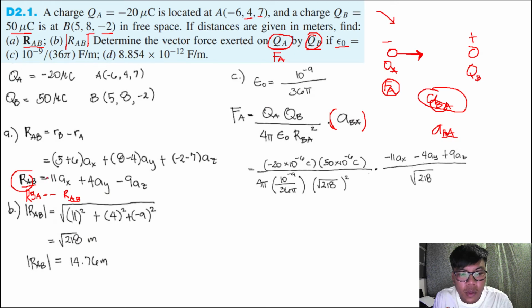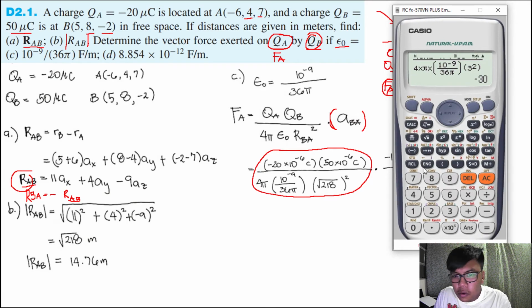Kaya ito, minultiply lang natin sa negative, kaya meron tayo ngayong negative 11 AX minus 4 AY minus, okay, yung negative, positive, so plus 9 AZ all over yung magnitude niya, which is square root of 218. So, pindutin natin sa calculator. Pakita natin sa calculator.